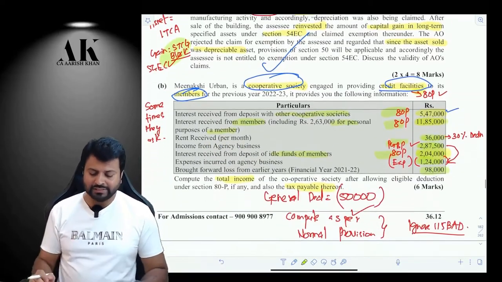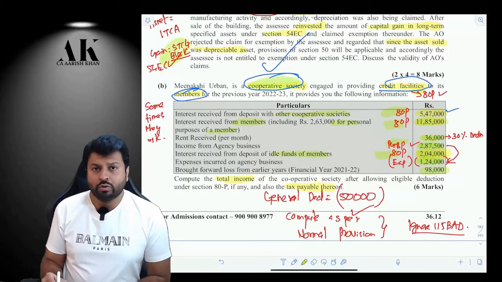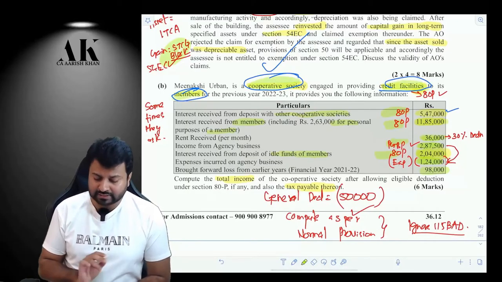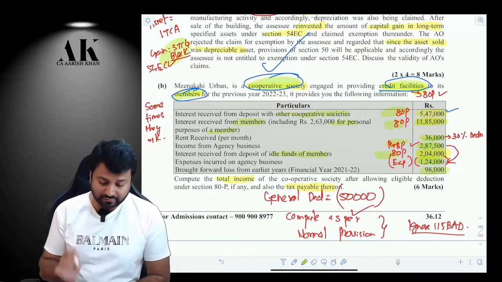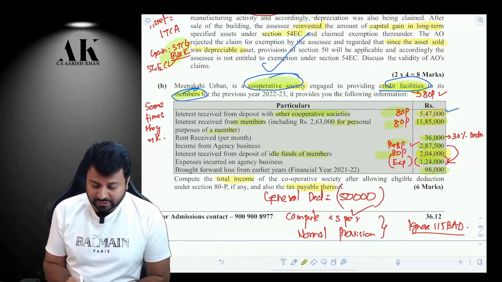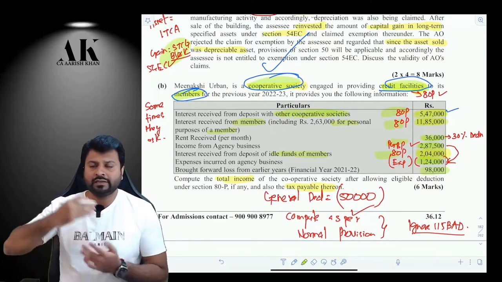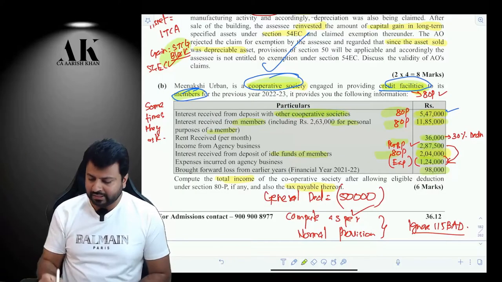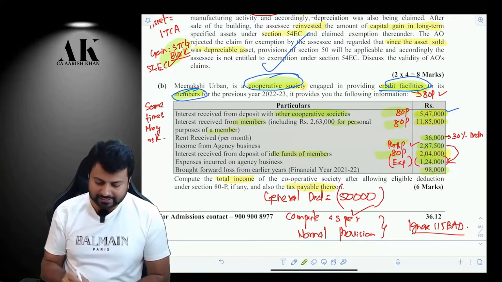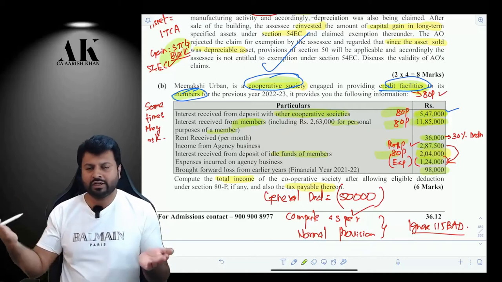Okay. Next one is a question on a cooperative society. There is a cooperative society giving credit to its members. Therefore, it is eligible for 80P deductions. It is a deduction, it is not an exemption. Be very careful. First of all, it is making some deposit with another cooperative society. If a cooperative society gives a loan to another cooperative society and earns interest, that is deductible under 80P. So you can claim this deduction under 80P.